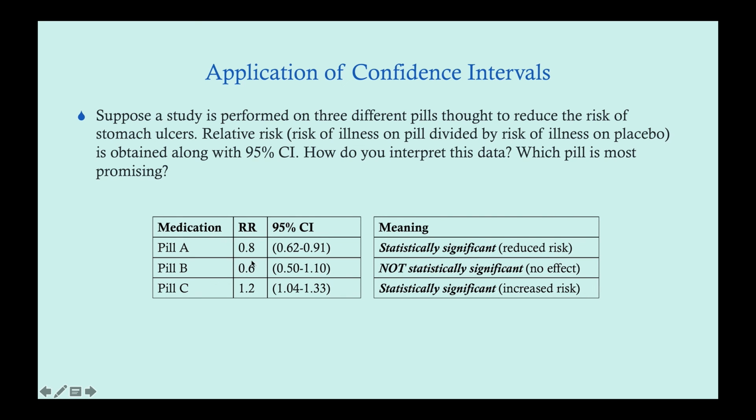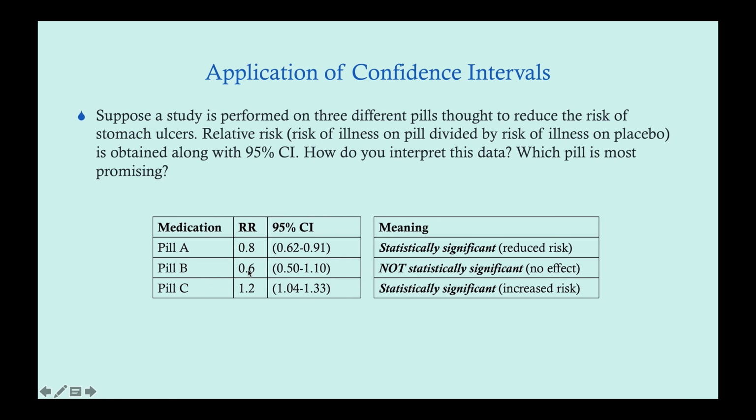So look here. 0.8, the confidence interval is 0.62 to 0.91. What that tells you is that if you were to repeat this study over and over and over again, 95% of the time, you'd have a value falling within this range. So that tells you that it's statistically significant because it does not include 1. So this is a statistically significant reduced risk because all of the values are beneath 1 in that confidence interval.